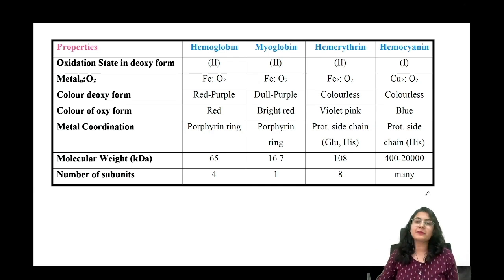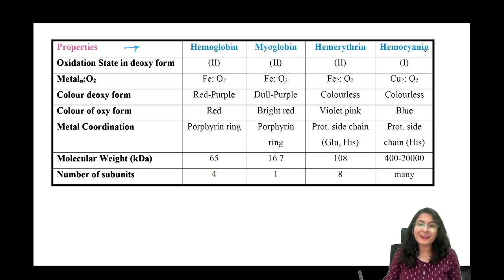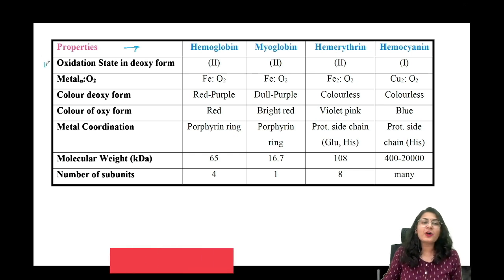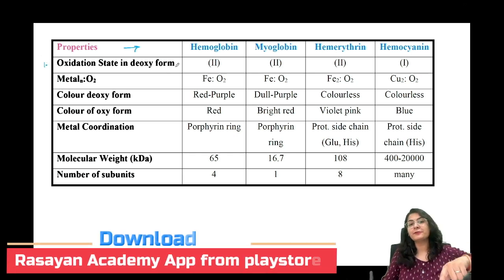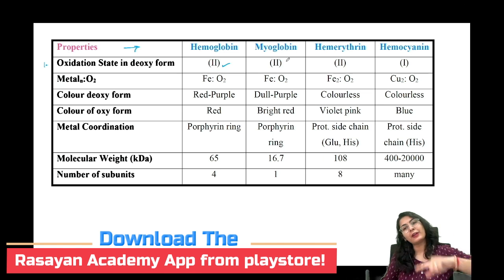वो last में सब हम compare करते हैं so that we remember what we have studied. Now some properties of hemoglobin, myoglobin, hemerythrin, hemocyanin. This is the most asked topic. All right, the maximum PYQ of bio-inorganic you will see from these topics only. So first one, oxidation state in the deoxy form. Hemoglobin +2, myoglobin +2, hemerythrin +2, hemocyanin +1 क्योंकि कॉपर है इसीलिए.